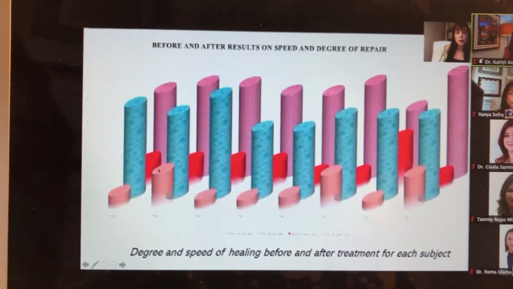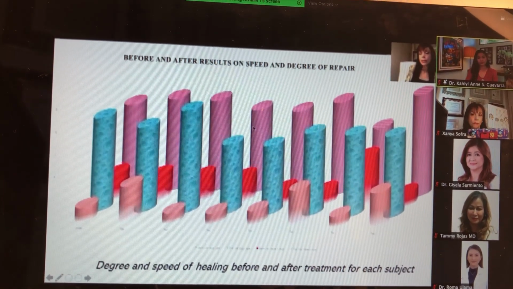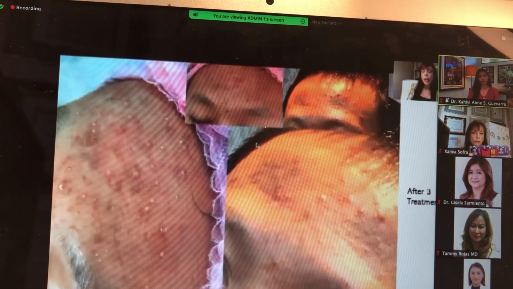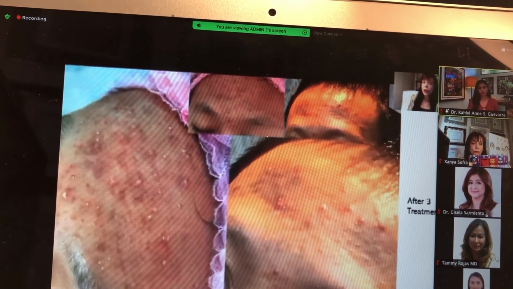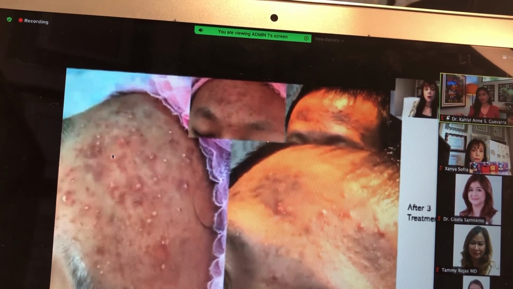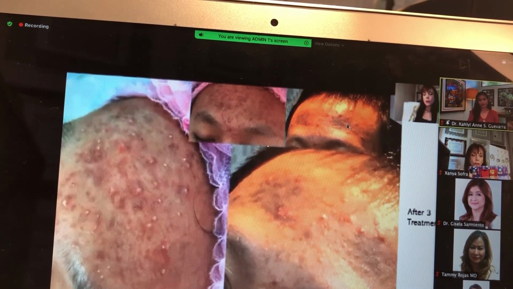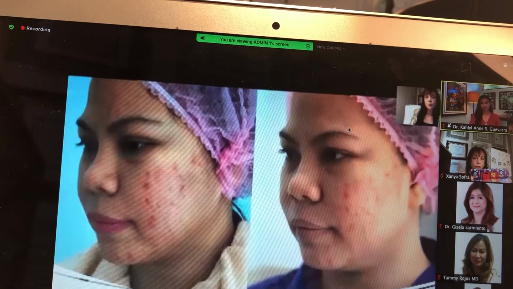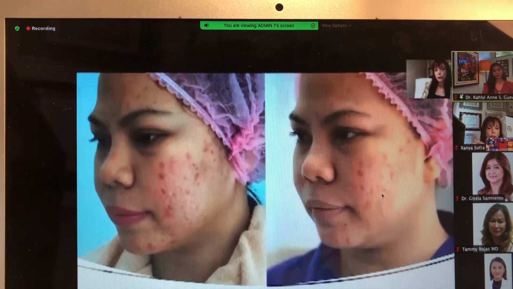Here is the before, and these ones are the after. As you can see, there was a significant difference. The results were significant, 99.9%, very highly significant. This is the before, and this is the after, just different aspects of the same person. This is the before, and this is the after 3 treatments.